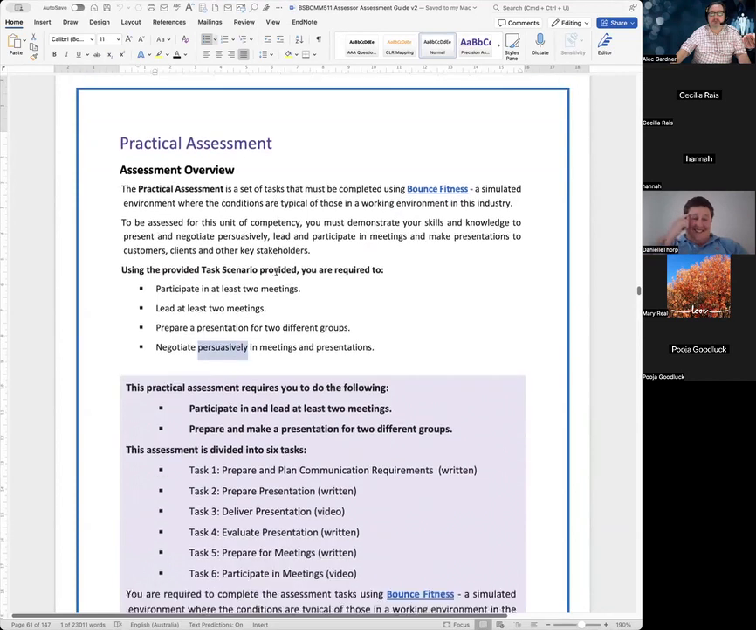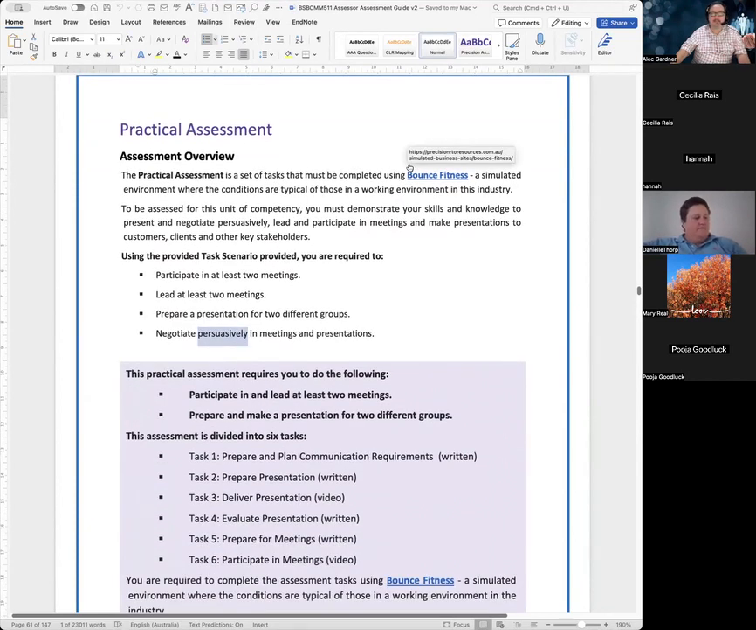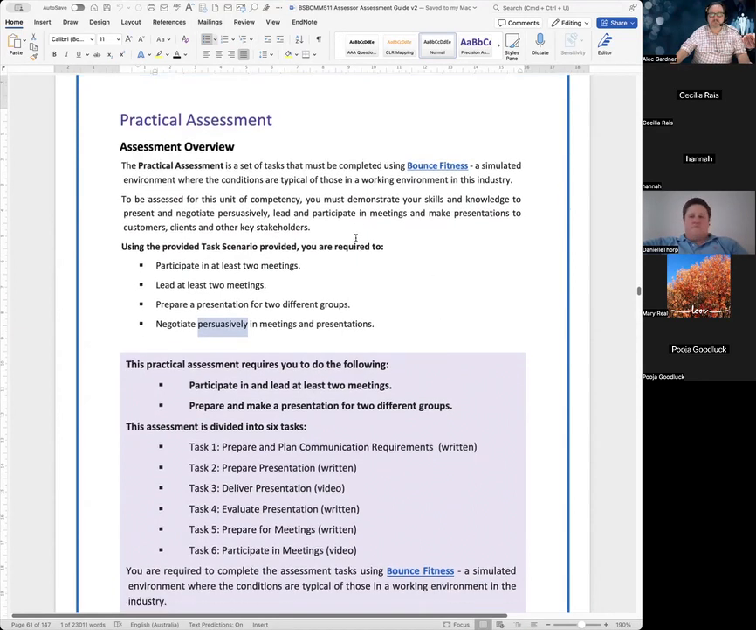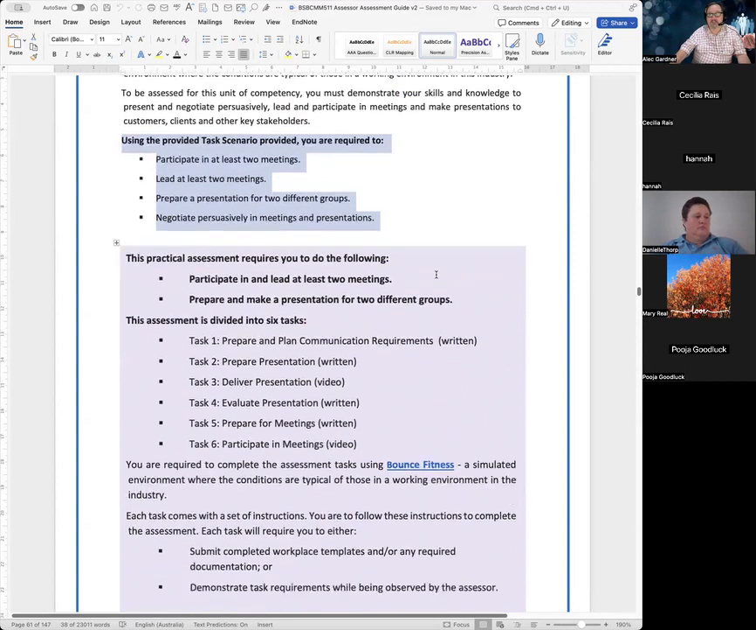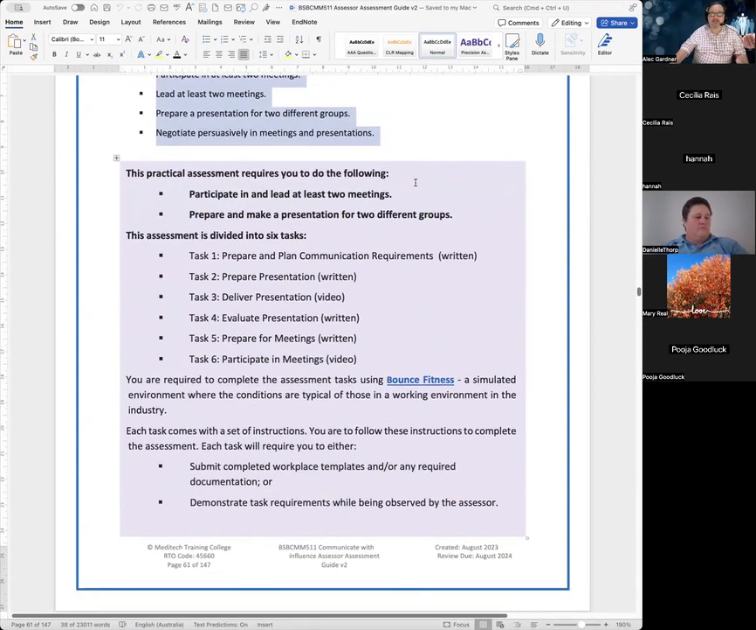So you're going to be working with Bounce Fitness, or I think Leanne's put in there one on Meditech. Now, the key here is to understand that you're going to participate in 2 meetings, you're going to lead 2 meetings, and you're going to prepare a presentation for 2 different groups. You're going to negotiate persuasively, and that's what I'll be looking for in the meetings and in the presentations. So the practical assessment requires you to do the following. As we said, we're going to participate in 2 meetings, lead 2 meetings.